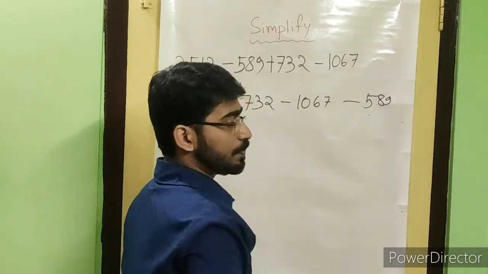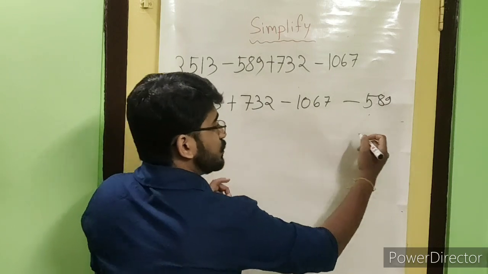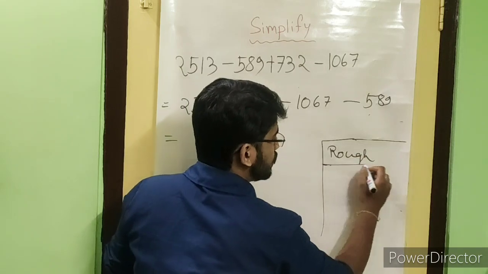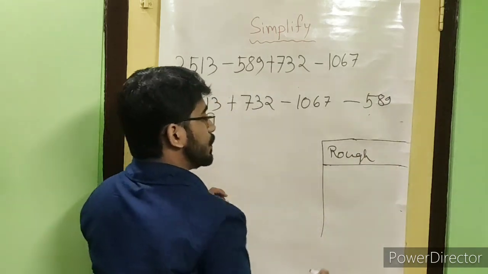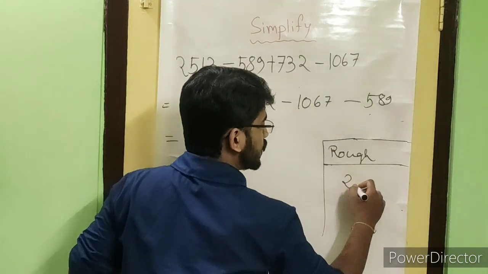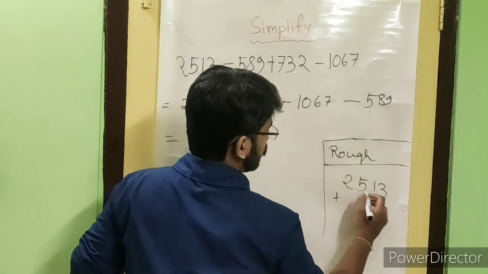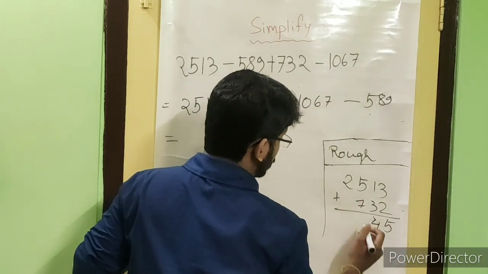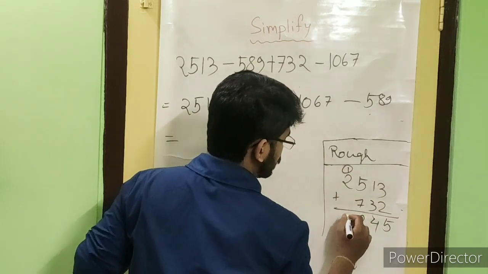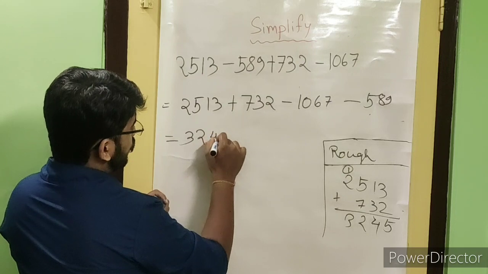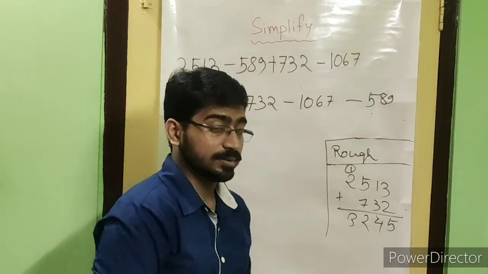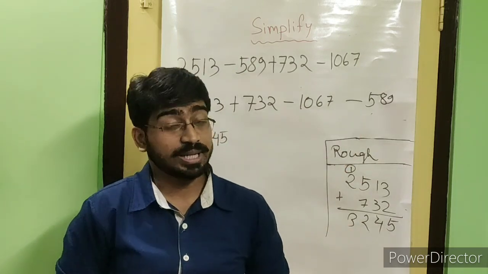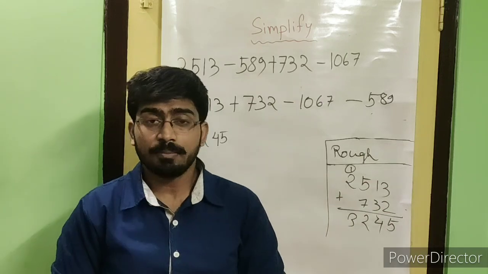Before adding, I want to tell you something. If you need to do it in this way, you need to put a rough portion. There you need to put a box, and in this box you will do the calculations. 2513 plus 732. So 3 plus 2 is 5, 3 plus 1 is 4, 7 plus 5 is 12, carry 1, 2 plus 1 is 3. So 3, 2, 4, 5. Okay, see, in my board the space is not enough, so that's why I am rubbing this again and again.